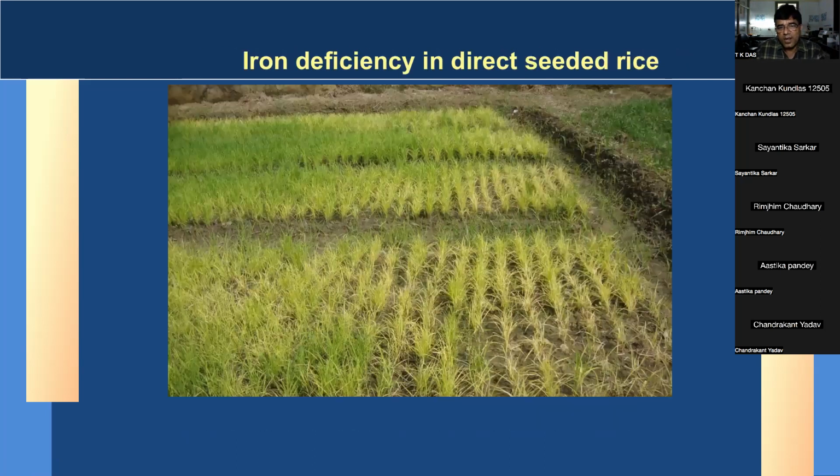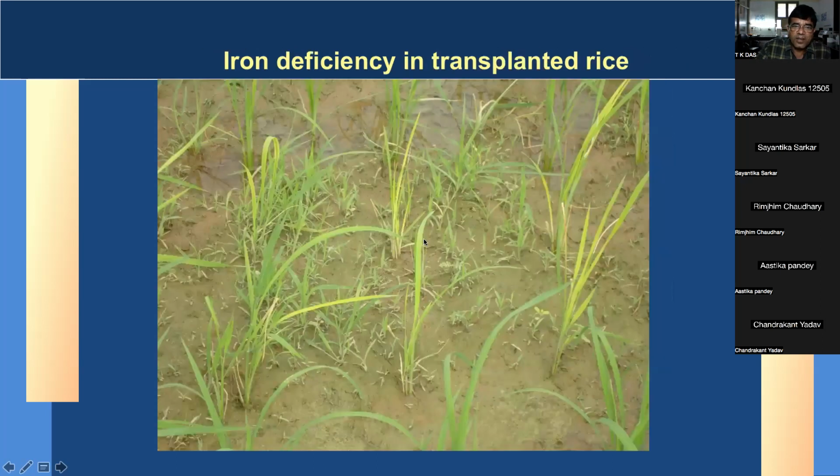This is in direct seeded rice. You can see the patches where water is not standing, not wet, or only quite wet. You see iron deficiency there. But this area is looking green. This is somewhat low area, a low-lying area in the field. So here you see green plants. So 100% this is iron deficiency in direct seeded rice.